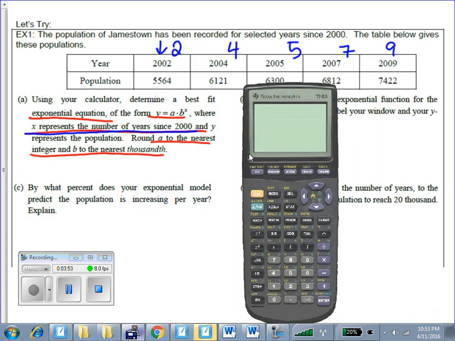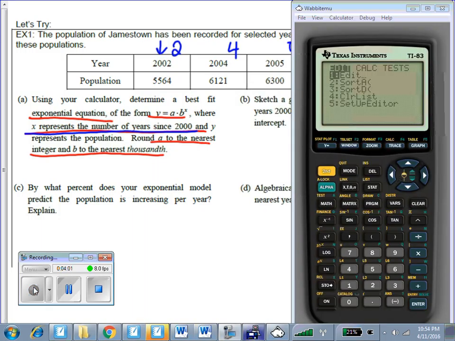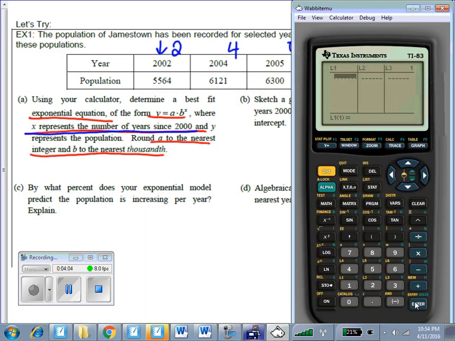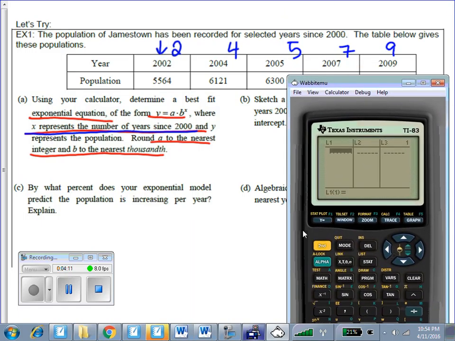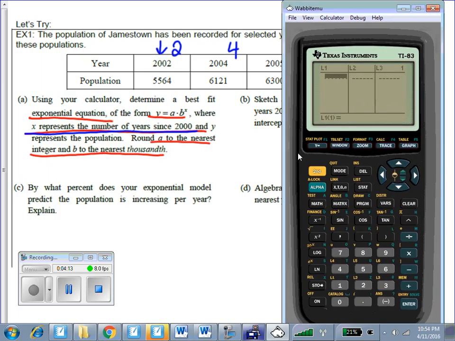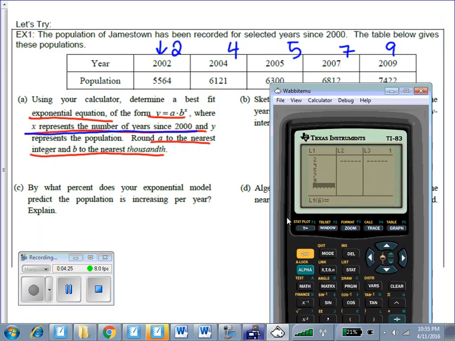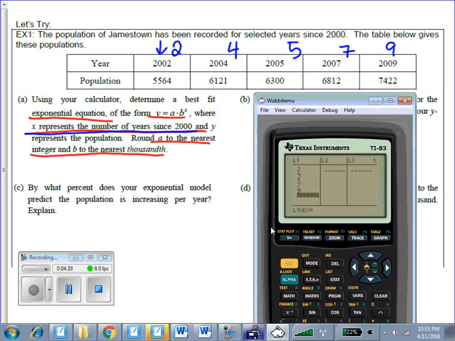Okay, so now I'm going to go to stat. Okay, so on stat, I'm going to go to edit so I can put in this information from the list. Remember, the years are just since 2000, so I'm going to put in 2, 4, 5, 7, and 9. I'm just going to double check myself that I put everything in correctly: 2, 4, 5, 7, 9. Okay. And then I'm going to put the population in as well.